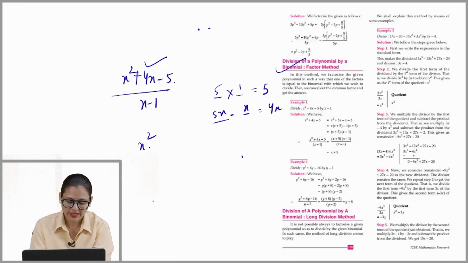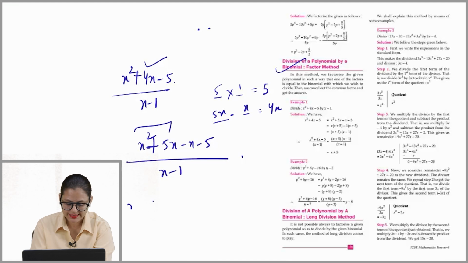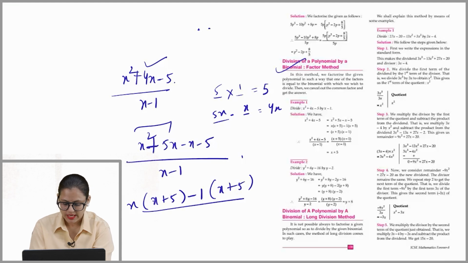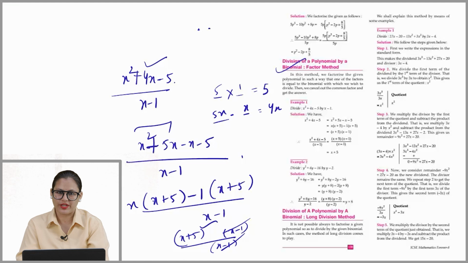Okay, so now factorize this. x square plus 5x minus x minus 5. x plus 5, here common minus 1, x plus 5, and then x minus 1. Now x plus 5 into x minus 1, divided by x minus 1. x minus 1 cancels. So the answer is x plus 5, right?